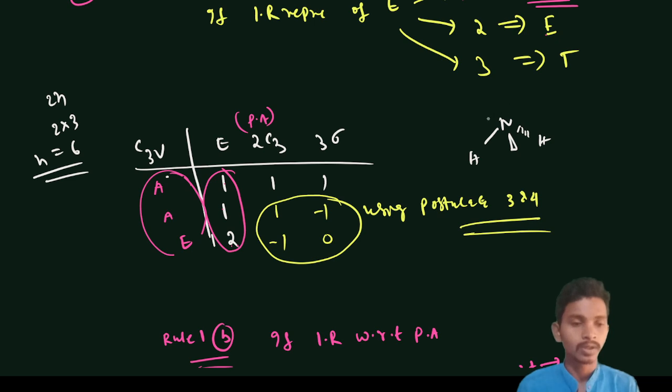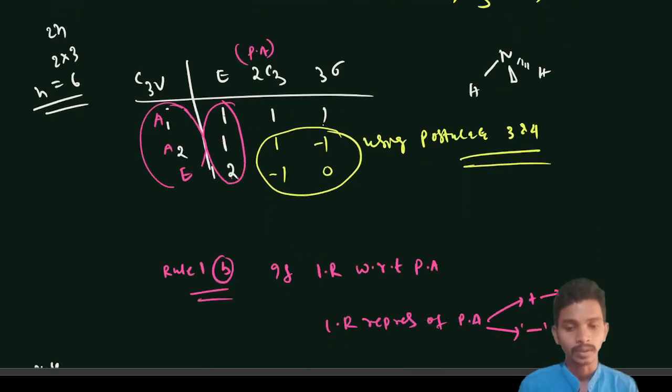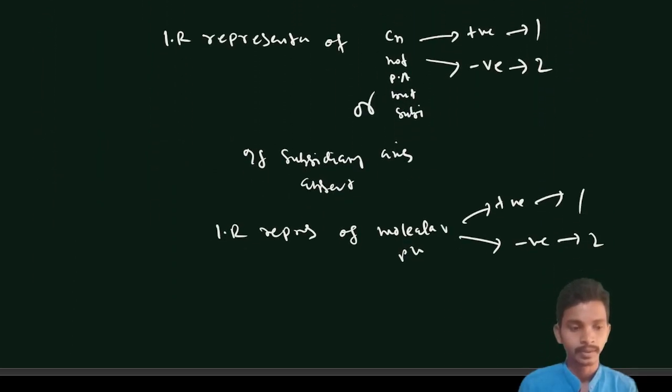So this is not planar, so the molecular plane is also absent and the subsidiary axis is also absent. Then we will go for any plane. If both are absent, then go for any plane. Here, if this is positive, then 1, and if this is negative, then 2. This is what rule 2 says.